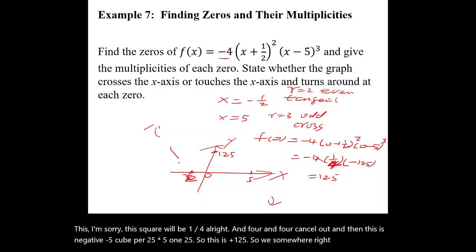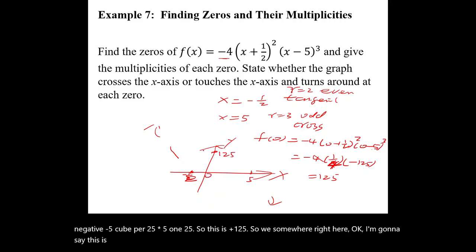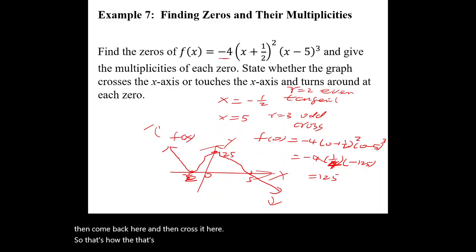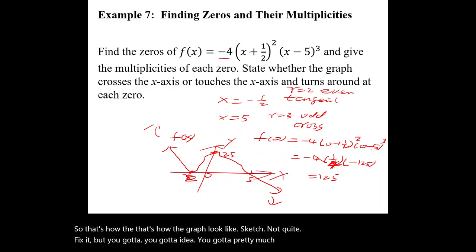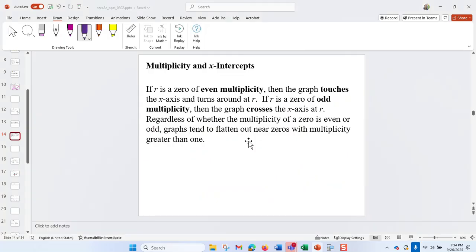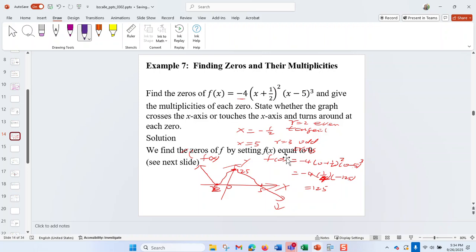All right, so this one will be coming here, tangent here, and then come back here, and then cross it here. So that's how the graph looks like. Sketch, not quite exact, but you got an idea. You got pretty much the shape in here. Okay, so that is called a polynomial graph.